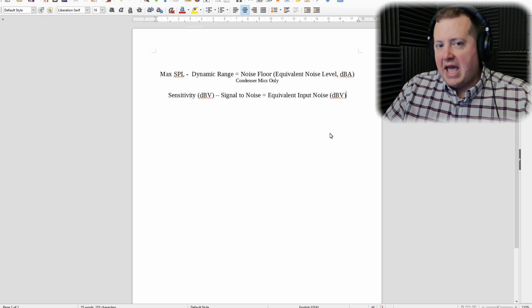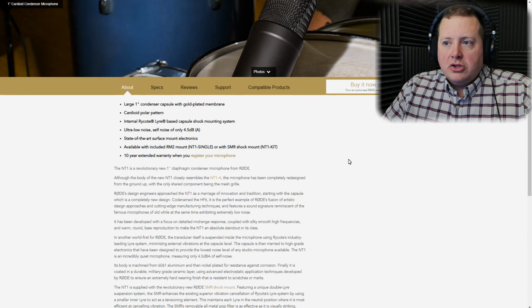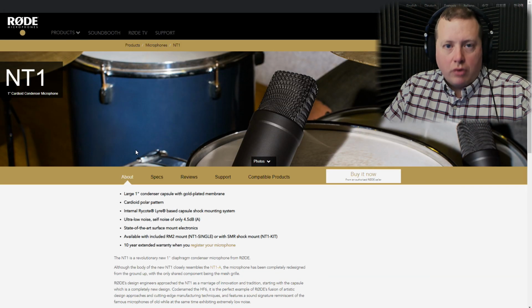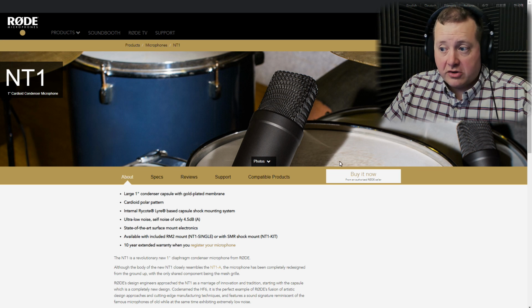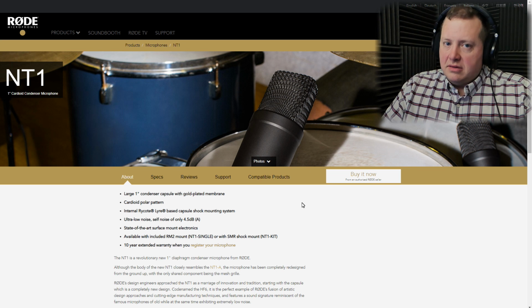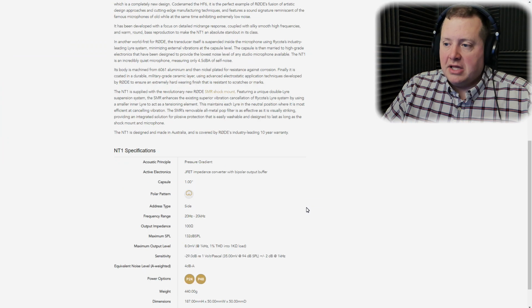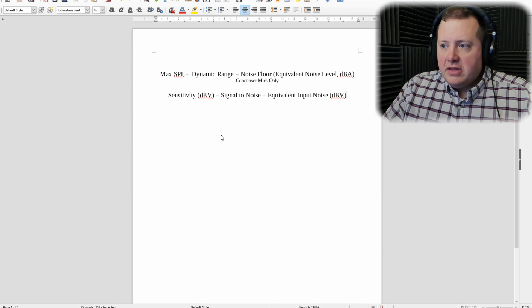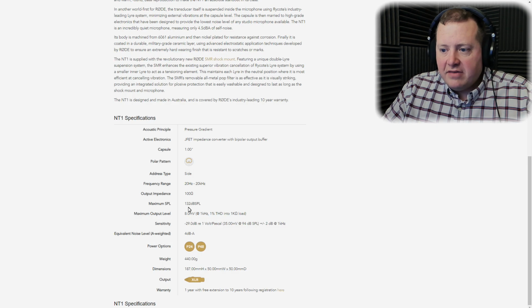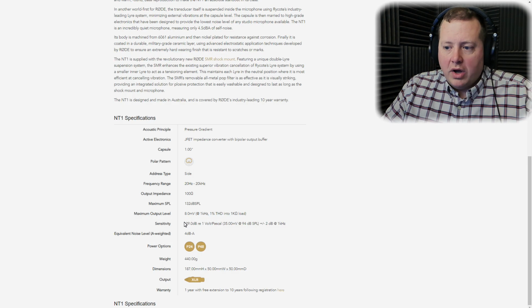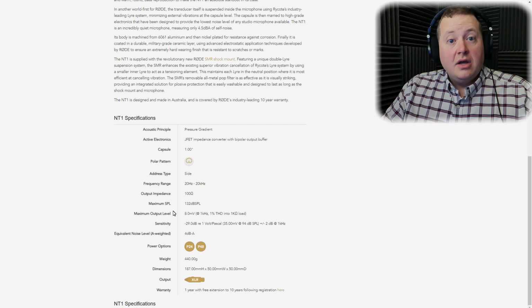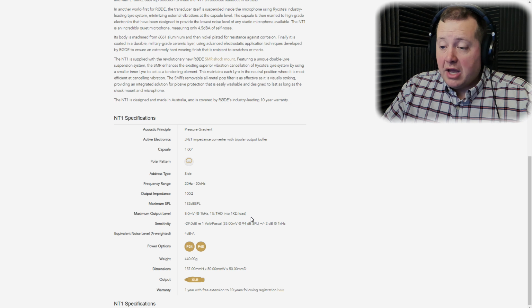Now, let's see this in action here. We're going to use the Rode NT1 for our first calculations, because the specifications are very easy to look at and calculate with. I'll show you why. Even though we would like to have six specifications, it only gives us three of those. But we can do some calculations with those, and they're very easy at that.